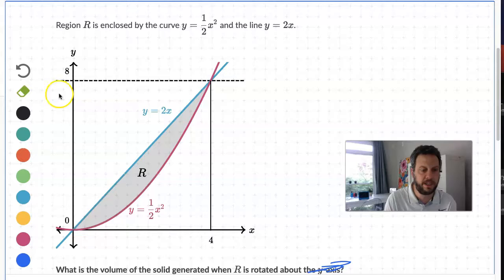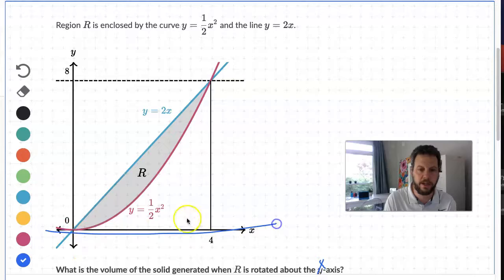But if we flipped it, again, we're not doing their problem, let's say we were going around the x-axis. So let's say we're going down there. Draw a perpendicular line. The first thing you run into is your closer equation. The second thing you run into is your further equation.